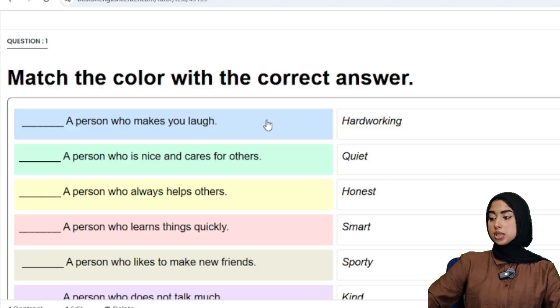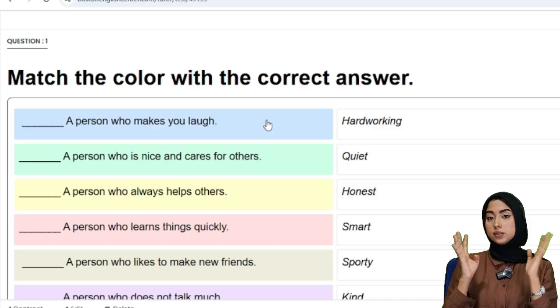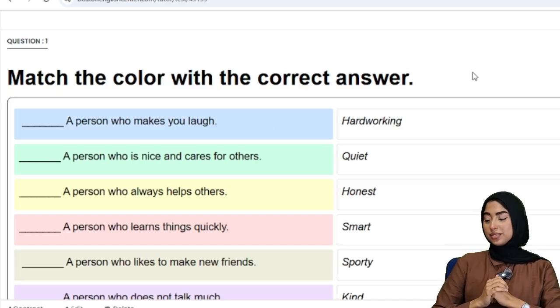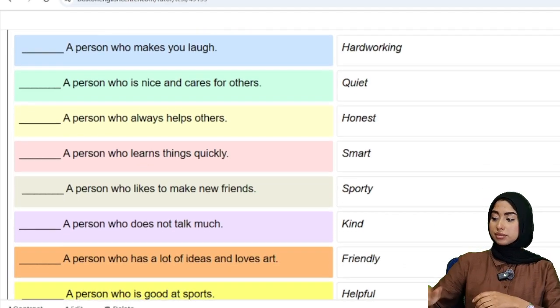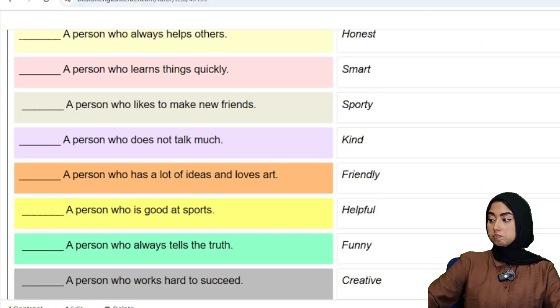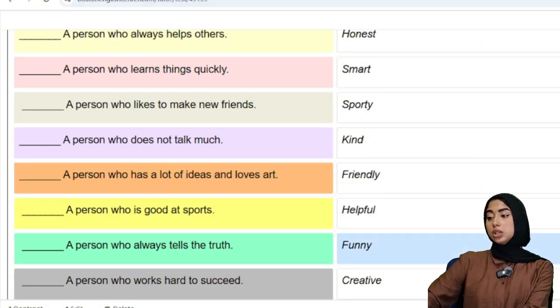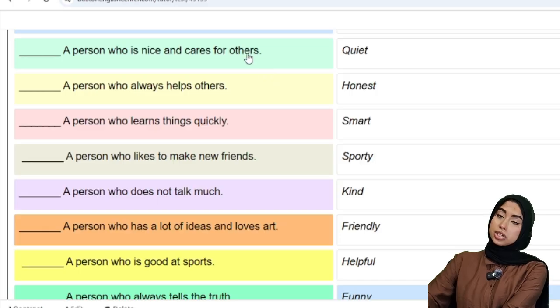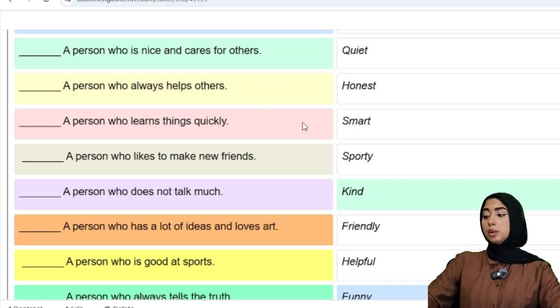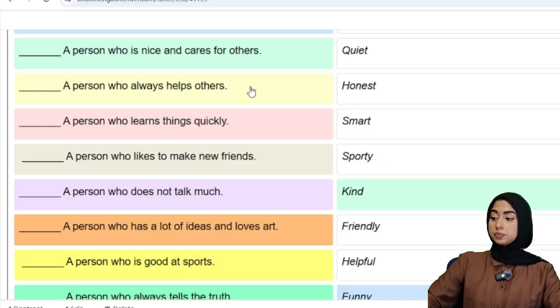And yeah, simply just have to match words with the sentences. Okay, so first one, a person who makes you laugh. Yes, funny, thank you. Two, a person who is nice and cares for others. Kind. Well, a person who always helps others. Helpful, great. A person who learns things quickly.